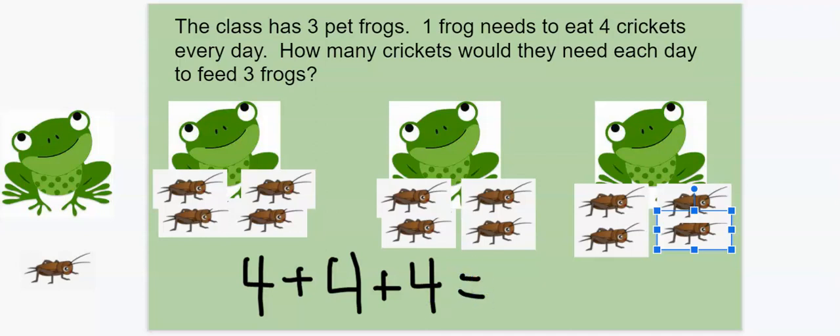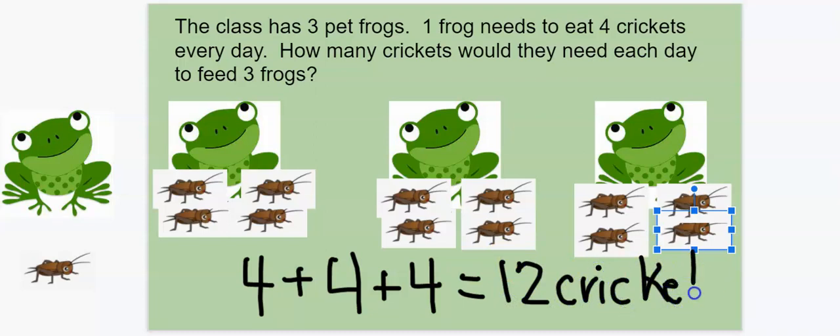So what is the total number of crickets? Well, I know 4 and 4, because I know my doubles, is 8. And then if I add 4 more, 8, 9, 10, 11, 12. So I have 12 crickets each day that I'm going to need for my pet frogs. Are you ready to solve another one?